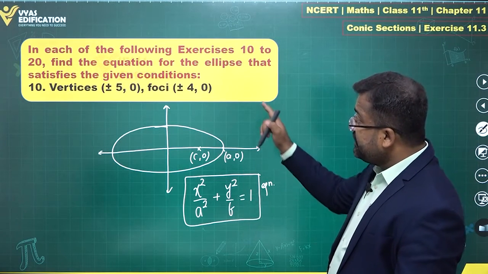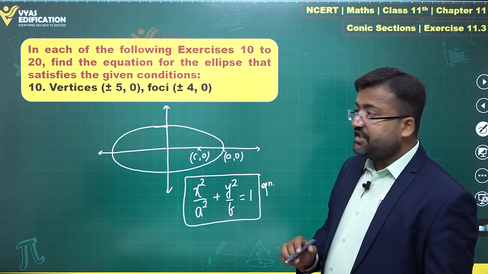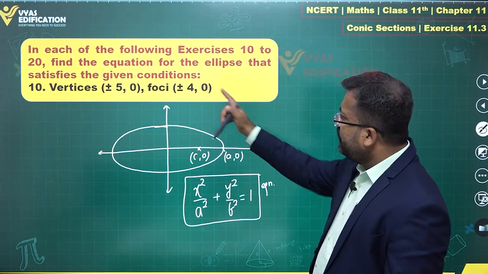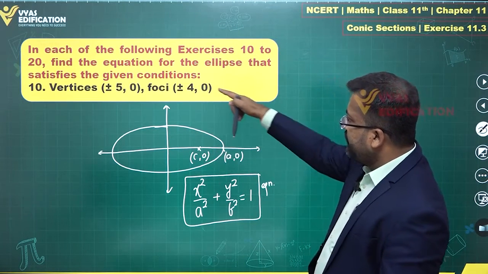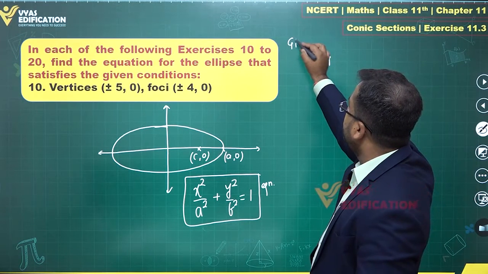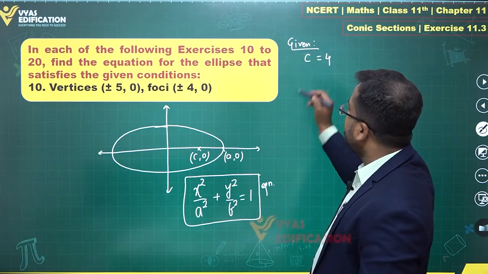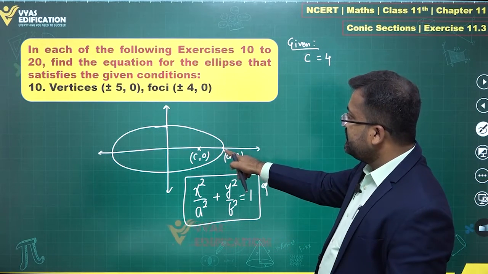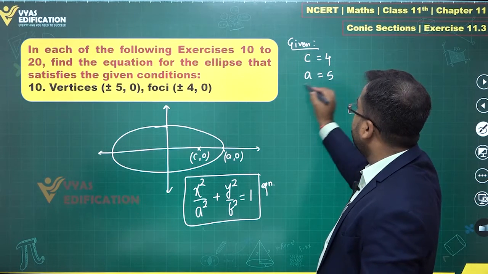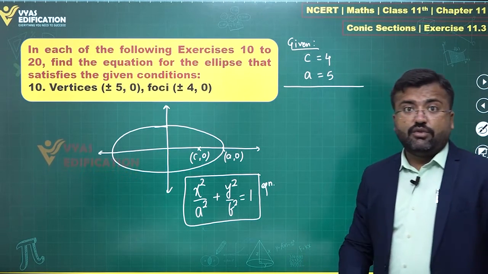Let's, on the basis of those given conditions, identify the value of a and b. A and b are required, right? But what is given? Foci is given, plus minus 4 comma 0. So c will be 4. Foci, on the basis of this, c will be 4, and vertices is plus minus 5 comma 0. This is 5 comma 0. So a will be 5. Now these are two things which are already known.